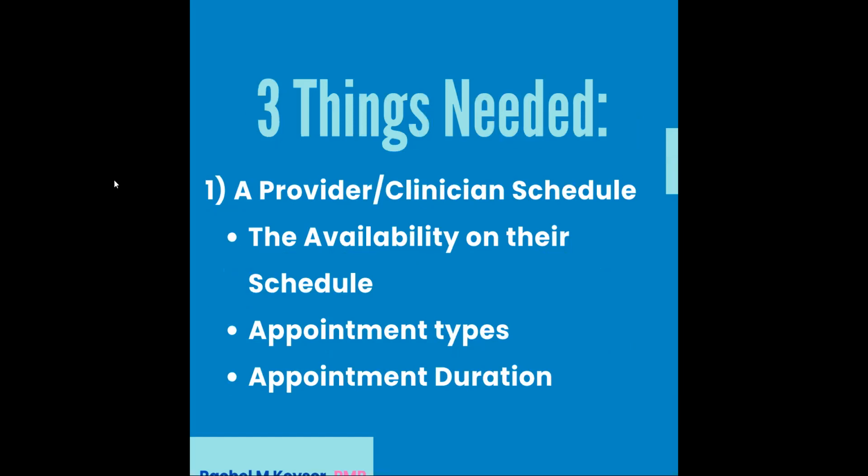All right, so within the scheduling, there are three areas that one needs to know. The first one is the provider or the clinician schedule. What they need to know here is the availability on the schedule of either the provider or the clinician. Provider, clinician, I use them interchangeably, by the way. It means the same thing. I'm going to continue using probably provider. It's a bit easier, but that is what it means: anyone who provides clinical services to a patient.